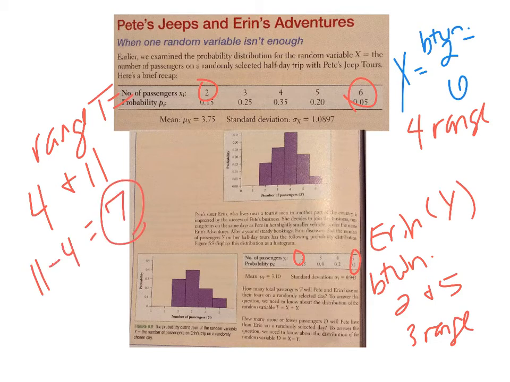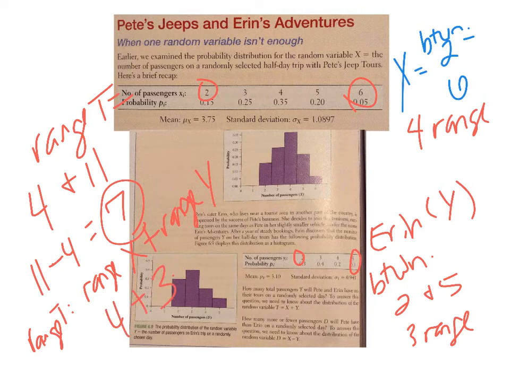That is my range of T, which is the same as my range of X plus my range of Y, where my range of X was 4 and my range of Y was 3, which gives me 7. That makes sense, because I'm going to have more variability. I'm going to have this bigger spread when I'm combining both Pete and Erin versus when I'm just looking at Pete or just looking at Erin.